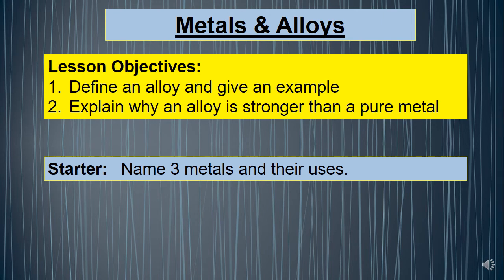This lesson is about metals and alloys. Our objectives are to define an alloy and give an example, also to explain why an alloy is stronger than a pure metal. As a starter activity, can you name 3 metals and their uses?